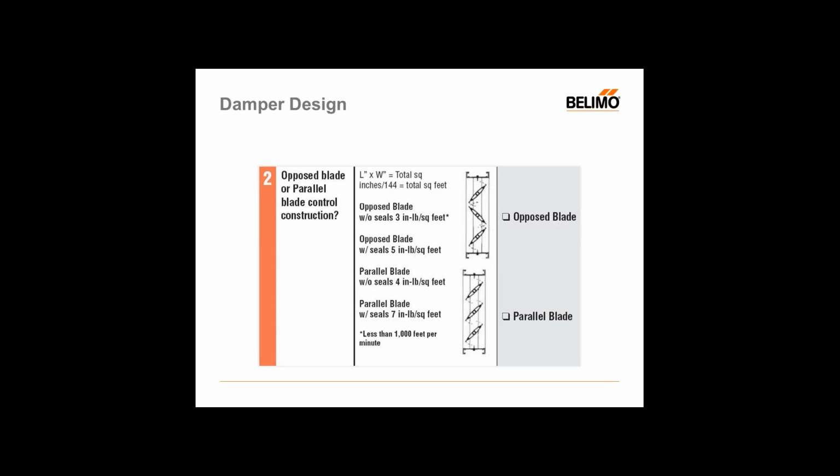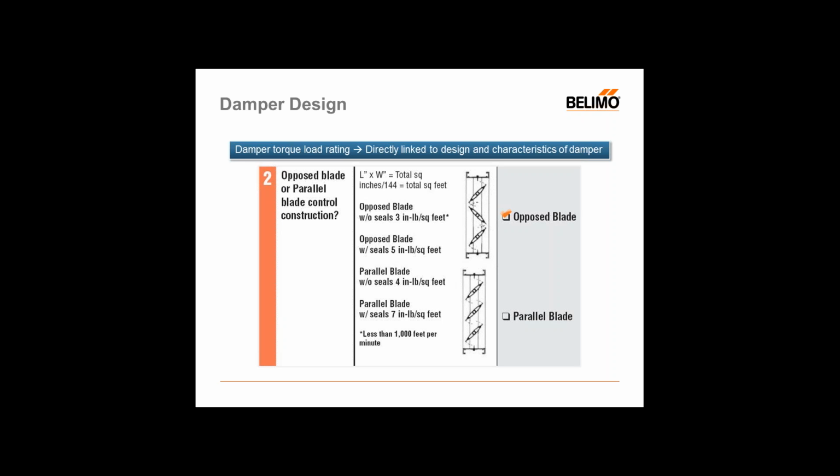Now, damper design, that's very important. So step two, we have to take into consideration what you're looking at. Is it an opposed blade or a parallel blade? This also plays a key factor in terms of how much torque is needed to operate the damper. So in our case, you'll see that we have an opposed blade damper.